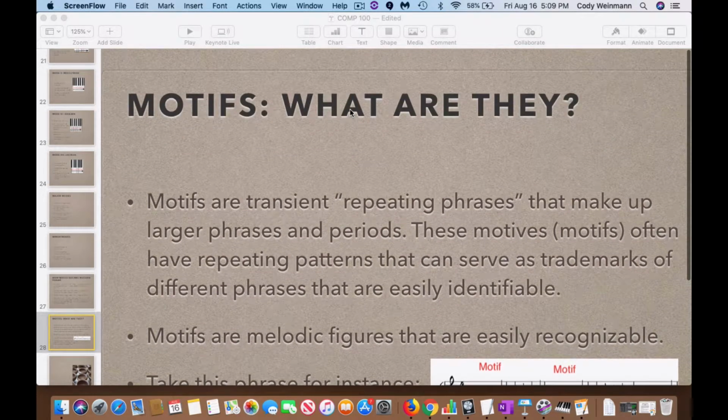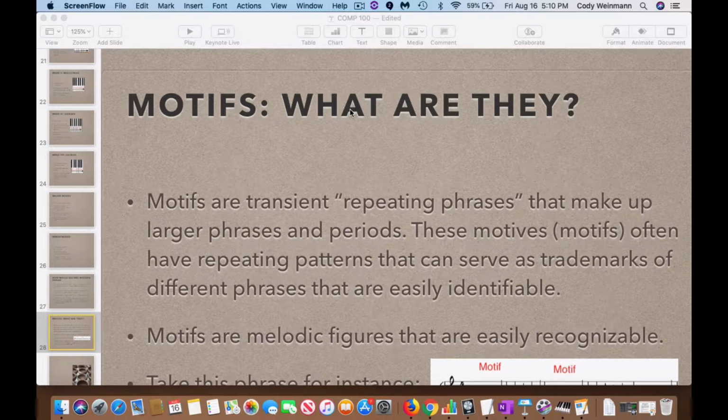Alright, in this section, it's actually in the chapter entitled Motifs, Phrases, Cadences, and so on. That's part of the book that is going with the course. And we are talking in this video about motives, or motifs rather.